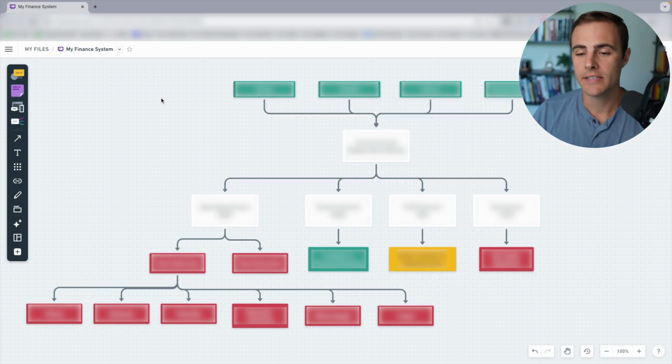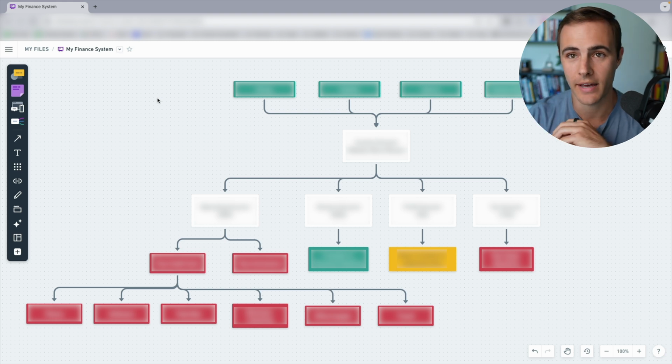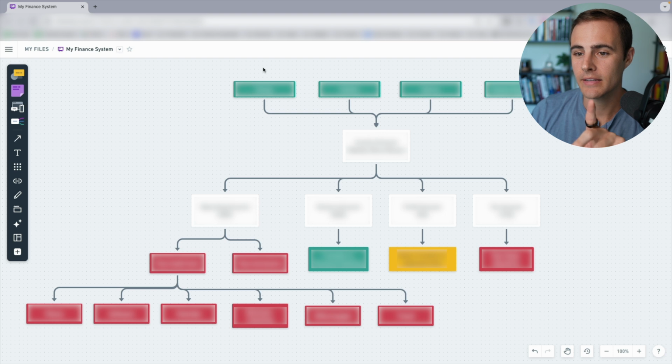All right, so here is a snapshot of my finance system, and we're gonna go over this one by one. We'll blur all this stuff out so that we'll just reveal things one at a time. So as an online coach, my clients pay me, and typically they're gonna pay me from Stripe or PayPal.